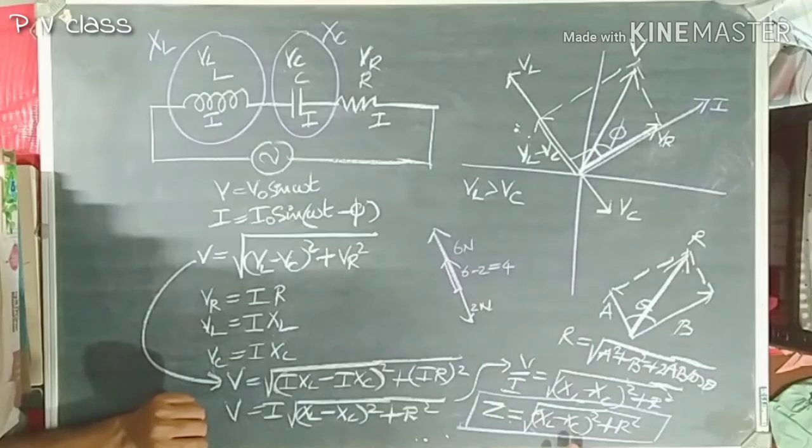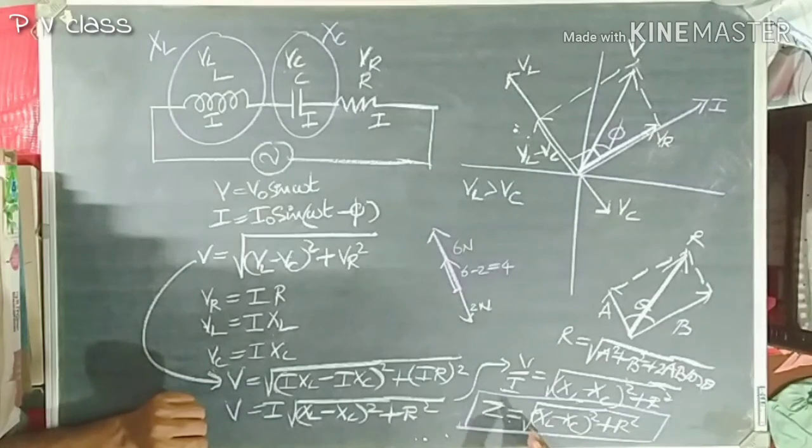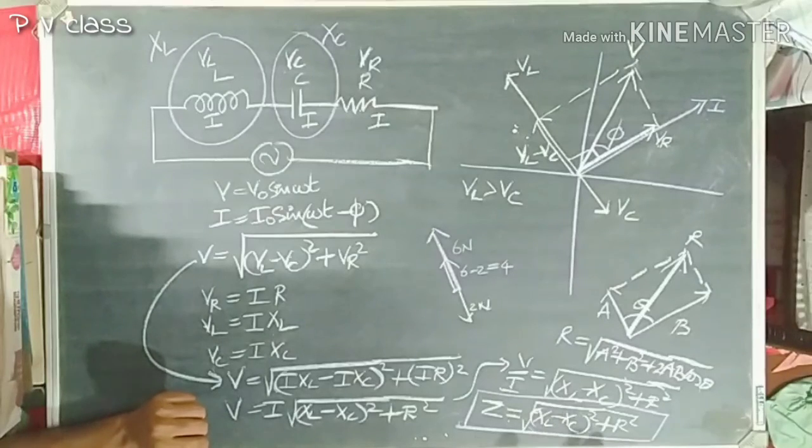Or if anyone is asking us, if we are writing XC minus XL, will it be technically wrong? No. (XL minus XC) the whole square is equal to (XC minus XL) the whole square. Since there is a square, the negative sign will vanish. Therefore, this is the formula.